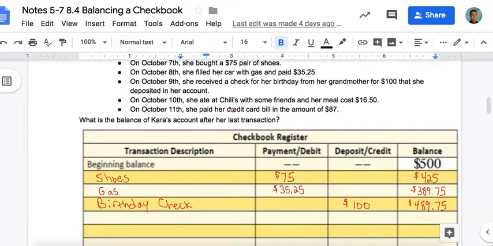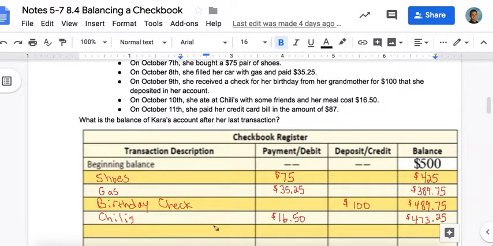Then on October 10th, she ate at Chili's with some friends, and her meal cost $16.50. So we're going to put Chili's in the transaction description, and the meal cost $16.50. So this is a payment. We're going to take that away from the remaining balance, and that will leave her with $473.25.